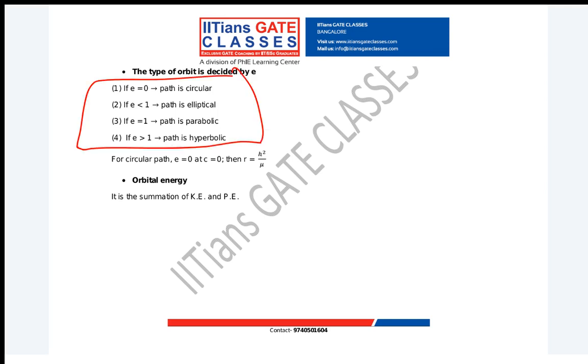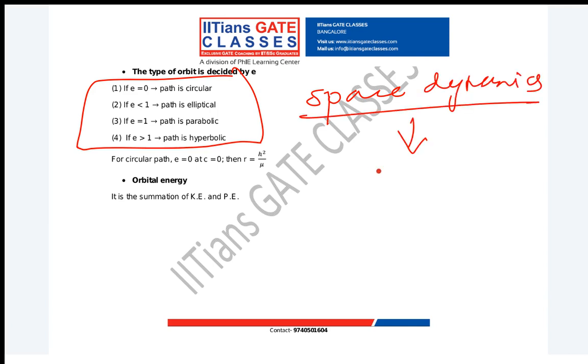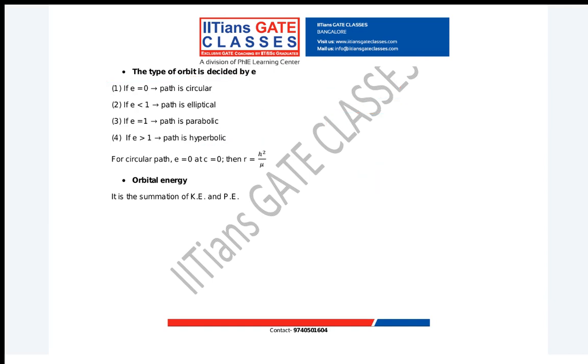Actually, in space dynamics, if you ask me frankly what the syllabus is, it is just mathematics. Mathematics means you need to know properly what the elliptical orbit, circular orbit, hyperbolic and parabolic orbit are. In those orbits, you need the eccentricity equations, the radii or velocity, and the next part. That's it. So we are here at orbital energy. Is it clear now, Ashish? Yes, sir. Thank you.